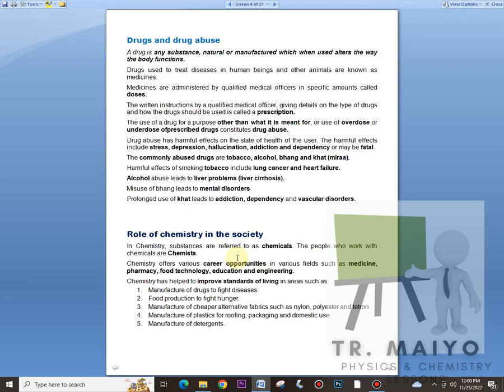Now, the written instructions by a qualified medical officer giving details on the type of drugs and how the drugs should be used is called a prescription. Anytime you are given drugs in hospital, in chemist, or pharmacist, there must be how you are supposed to take those drugs. 1 times 3 or 3 times 1. Your mathematics teacher will tell you 1 times 3 is the same as 3 times 1. But when your doctor tells you to take 1 times 3, please don't involve your mathematics teacher here. Don't go and take 3 times 1 because it is the same as 1 times 3. You will go back to hospital to seek further treatment.